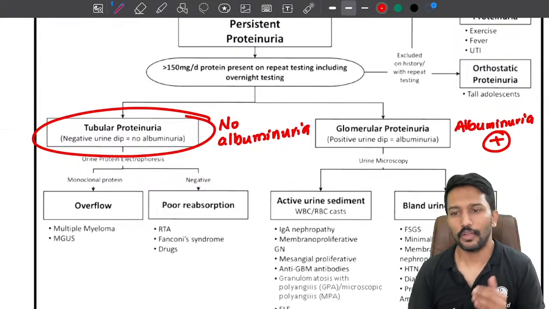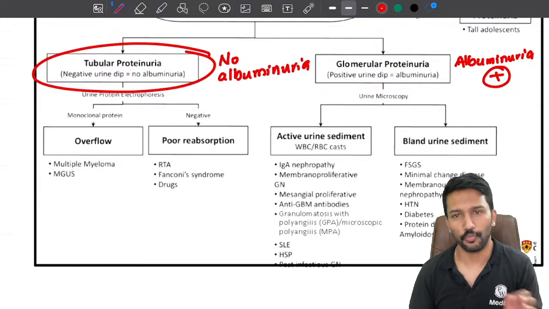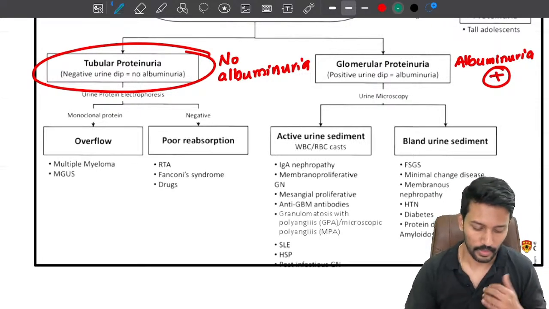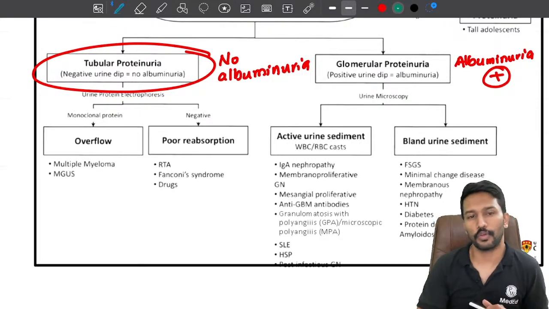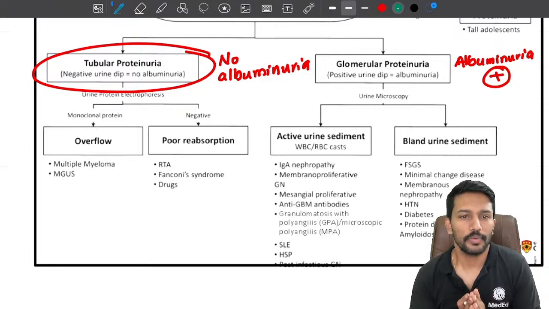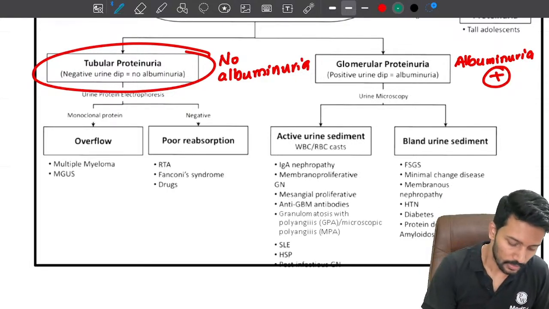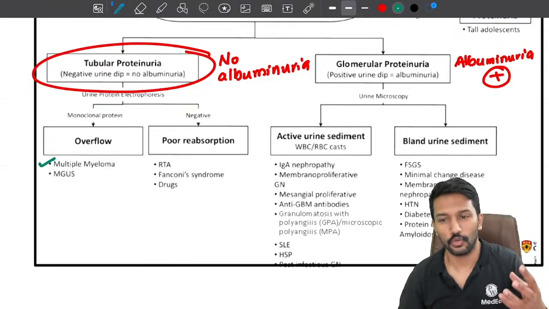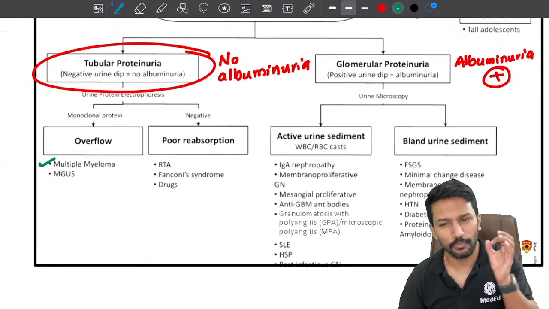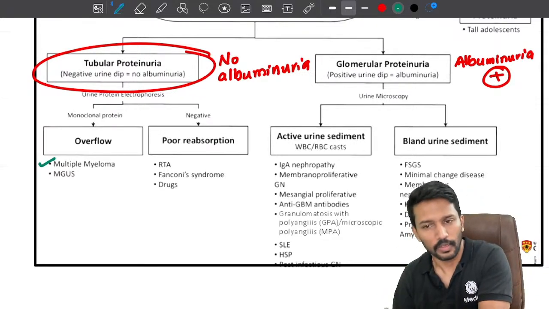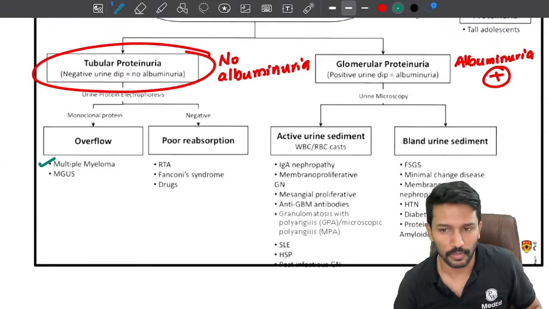Okay. Now we need to remember some important causes for tubular and glomerular proteinuria. Okay. What are the important causes for tubular proteinuria? I want you to remember 3 important causes. Okay. Number 1, for the tubular, multiple myeloma, right? Where you know that there is an M band and a particular monoclonal protein is released in urine, right?